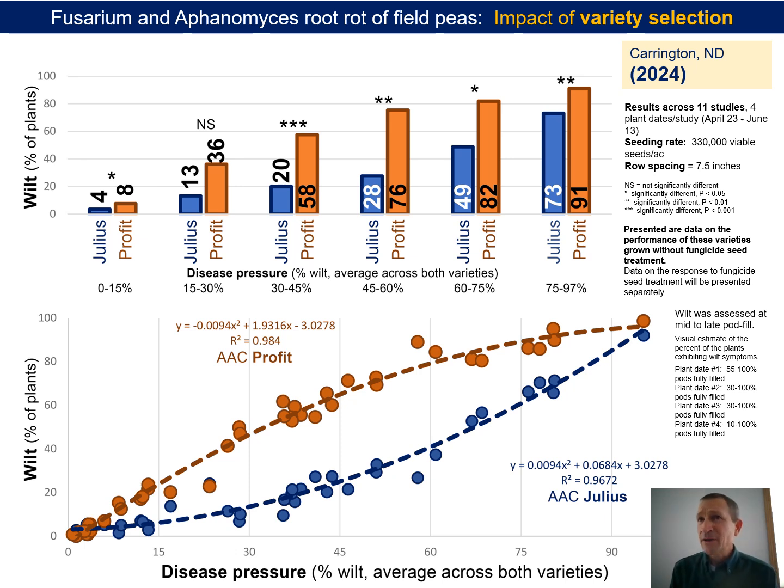When disease pressure gets bad enough, planting a tolerant variety isn't going to save you. Okay, you need to use other tools as well. This is just one of many tools.